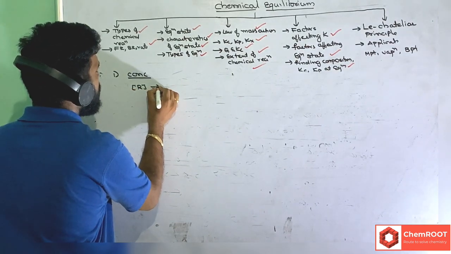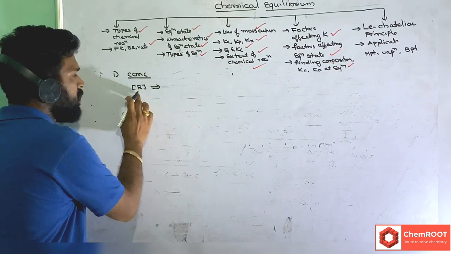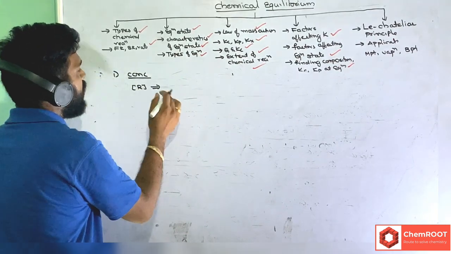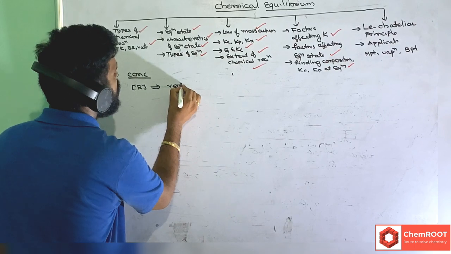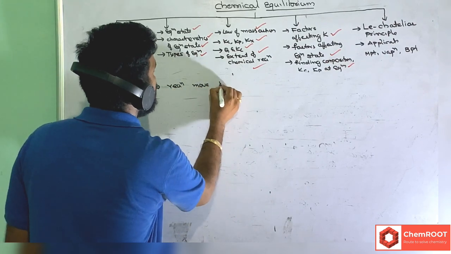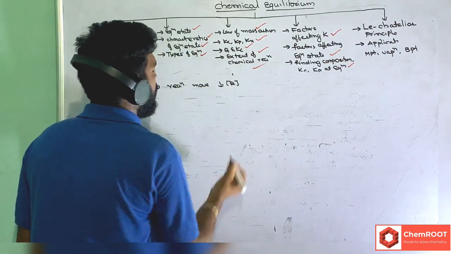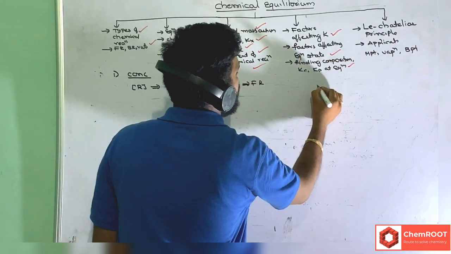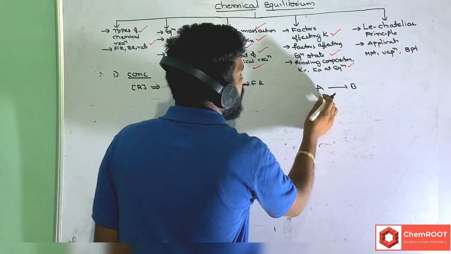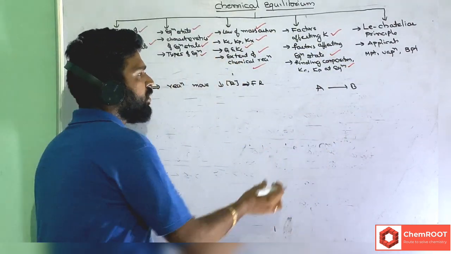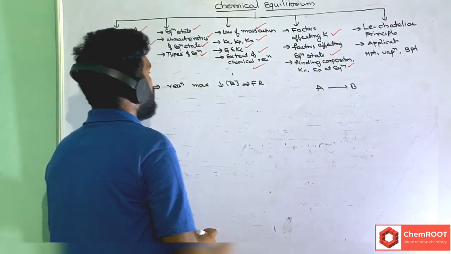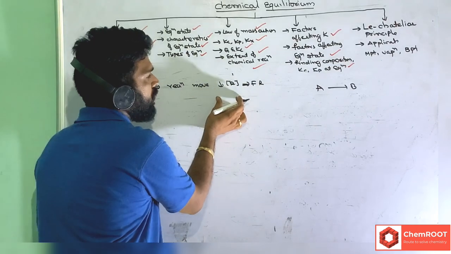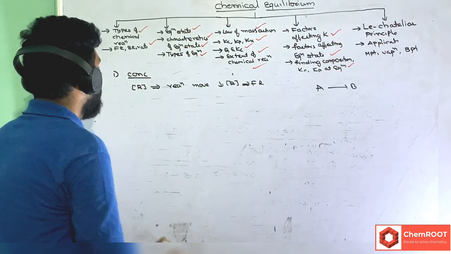if you increase the concentration of the reactants, then what happens? The concentration of the reactants you are increasing, so the reaction moves in the direction that decreases the concentration of the reactants, and that is the forward reaction. So we already know that A giving rise to P, if it is going forward, the reactant concentration decreases. So your reaction moves in the direction of decreasing reactant concentration, so forward reaction.